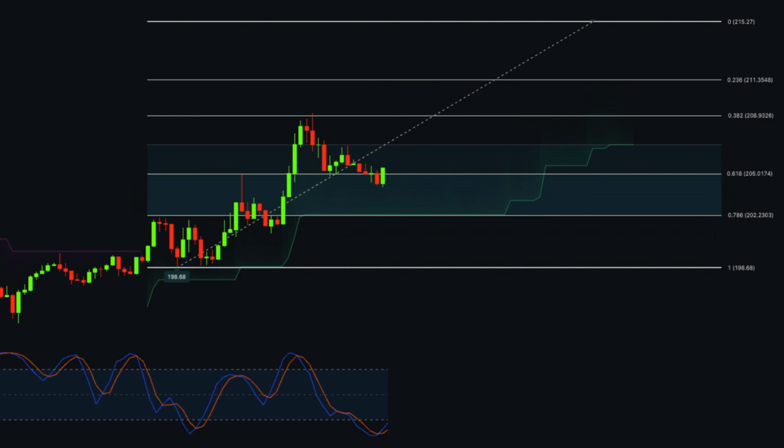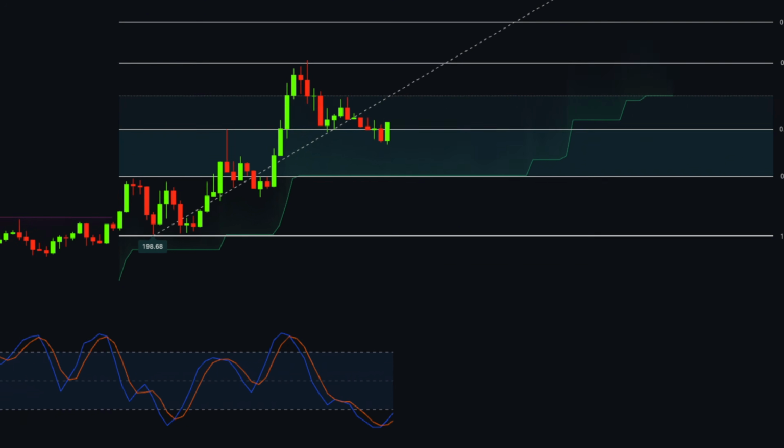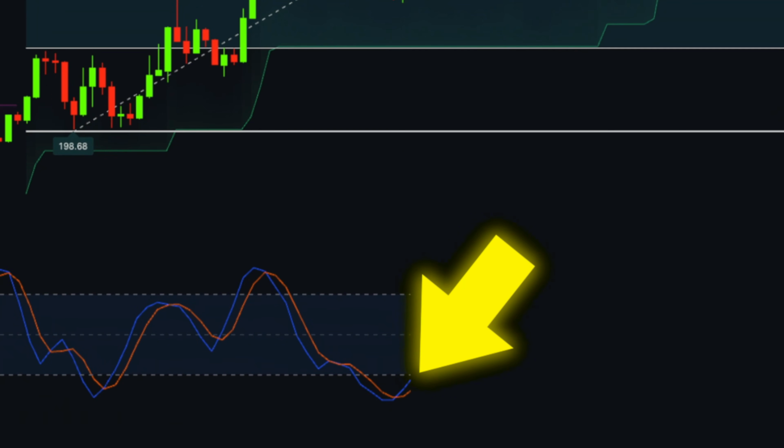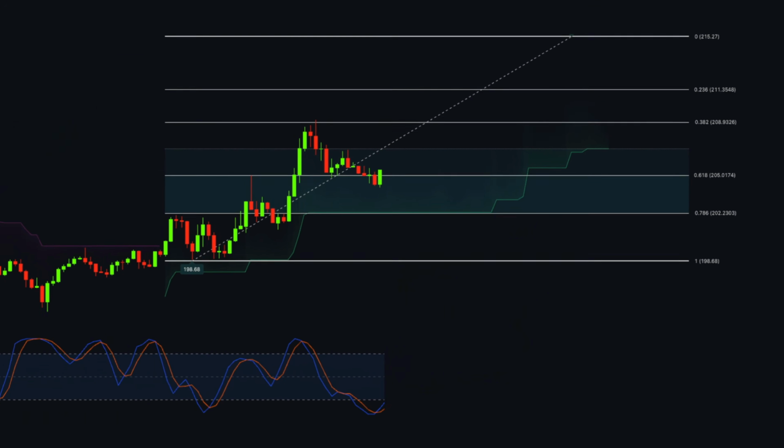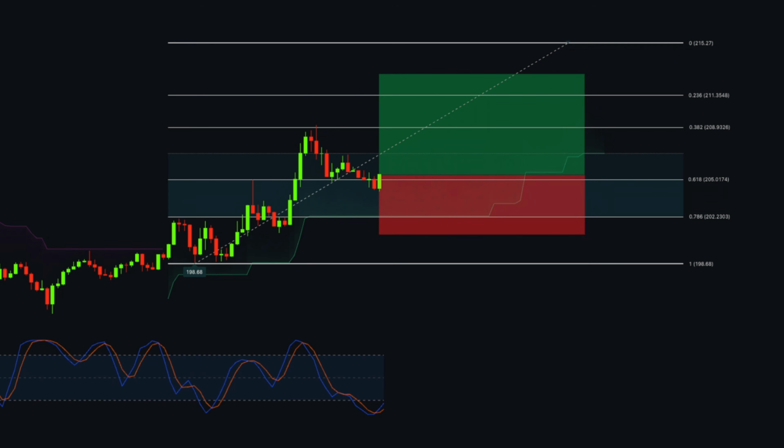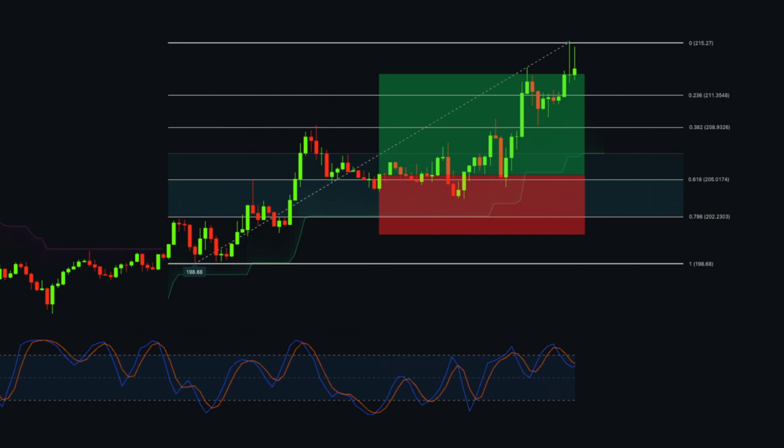You don't just buy blindly. You wait for confirmation. The stochastic RSI bullish cross inside the oversold zone can be a great additional confluence. You enter your buy trade, setting your stop loss just below the green trend line for protection. Your target? Make sure it is at least 1.5 times the risk. And just like that, you're no longer reacting to the market.